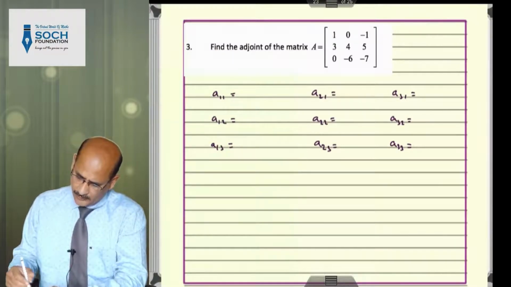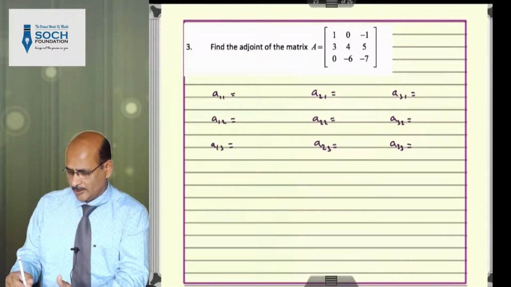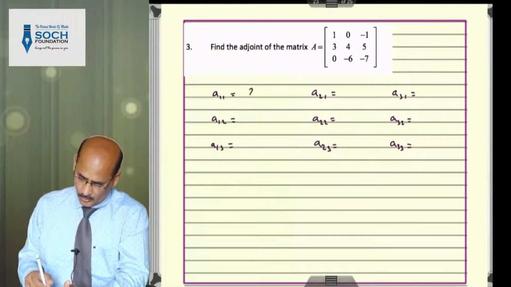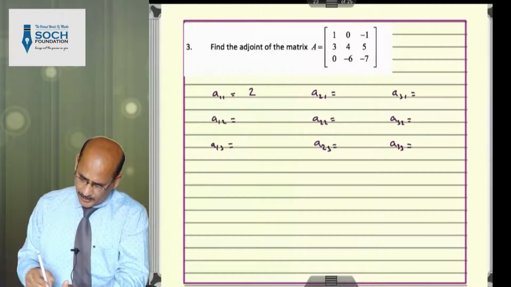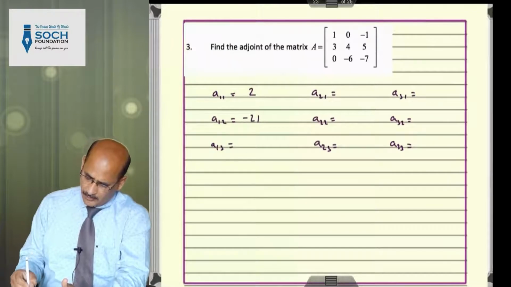A11 is here, so leave that first row and column. It comes to minus 28 minus 30 plus 30. So minus 28 plus 30, I think 2. Minus 28 plus 30. Then similarly A12 is here, so minus 21, then minus 1, minus 18.